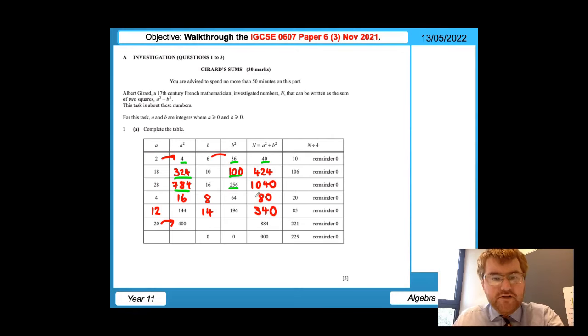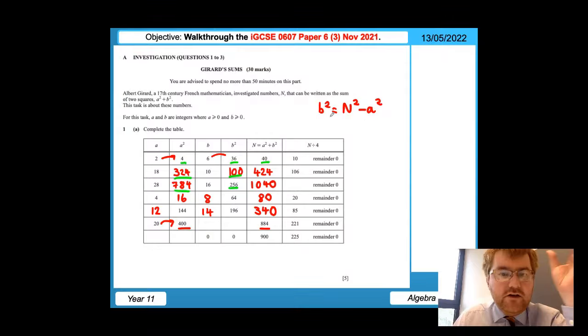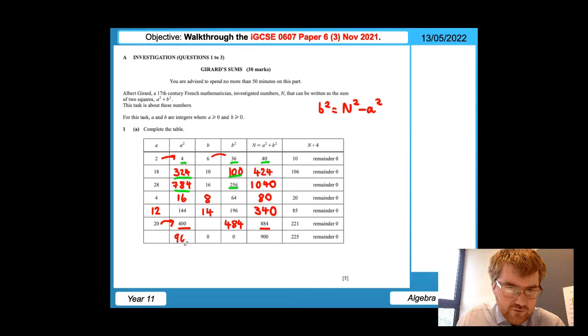Now as we get to the bottom here, it gets a bit more interesting because we have to work out what's missing. Well, we can work backwards here because if you've got 884 and we have 400, if I take them away from each other, then that will give me this number here. So essentially I'm working out here b squared is equal to n squared minus a squared. Just a quick rearrangement. So if I do 884 minus 400, I get 484. Likewise, I can do it here. 900 minus 0 is equal to 900.